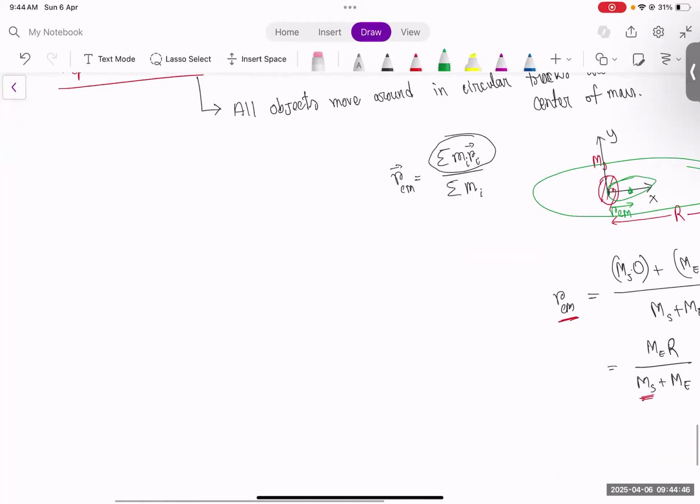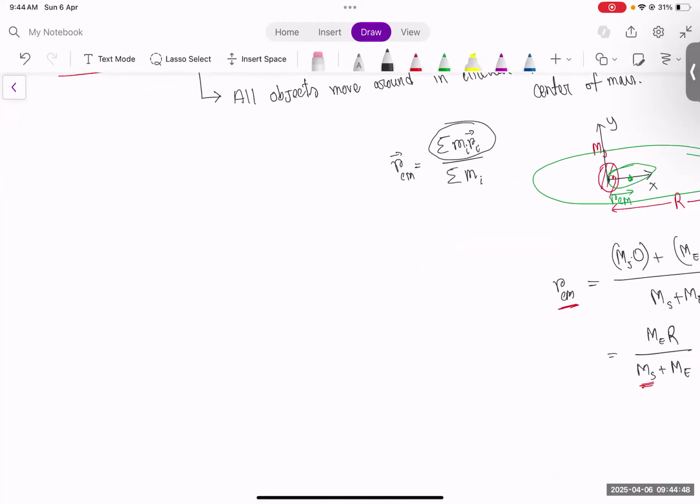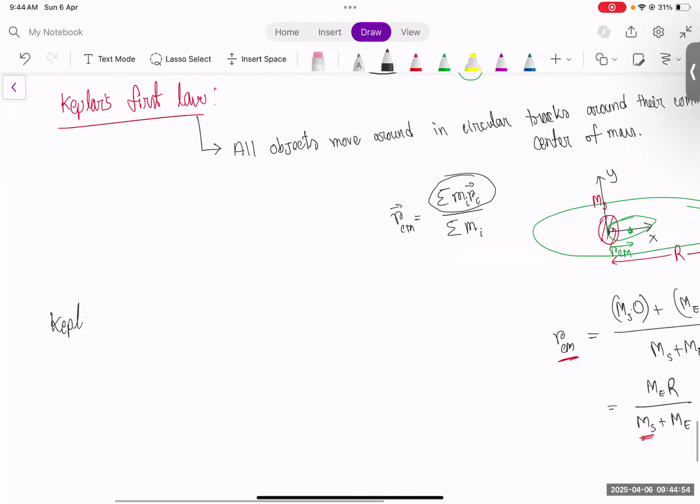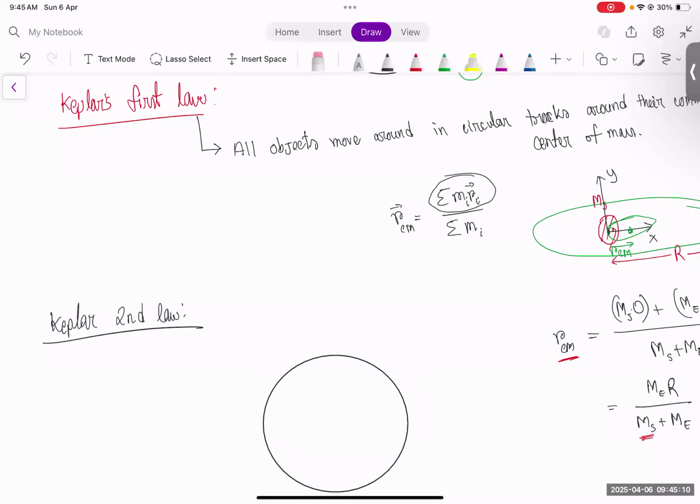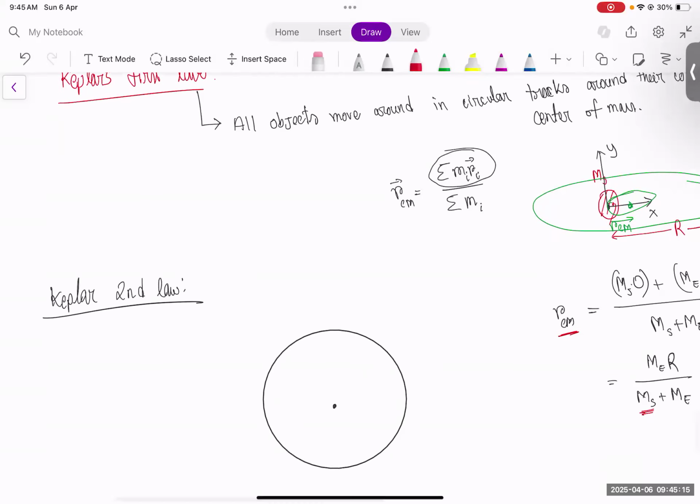All right, then we have Kepler's second law. The second law is a bit weird, you might think, because its application in this case is not very useful. In fact, in the circular case it's almost trivial. So Kepler's second law tells you that, for this circular track, say this is the center of my track and this is my Earth, the line connecting the center and the Earth sweeps equal areas in equal times.